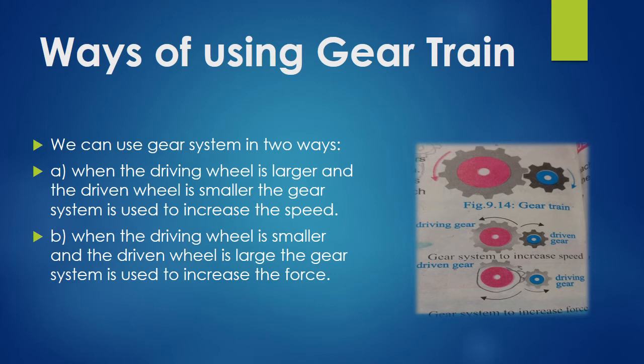Now, when the driving wheel is smaller and the driven wheel is larger, the gear system is used to increase the force. Here, if the driven wheel is larger and the driving wheel is small, then it can be used to increase the force. It is simple that if the gear is smaller, then we have to apply more force. When the driving wheel is smaller, we have to apply increased force. So this is how we can use the gear train.